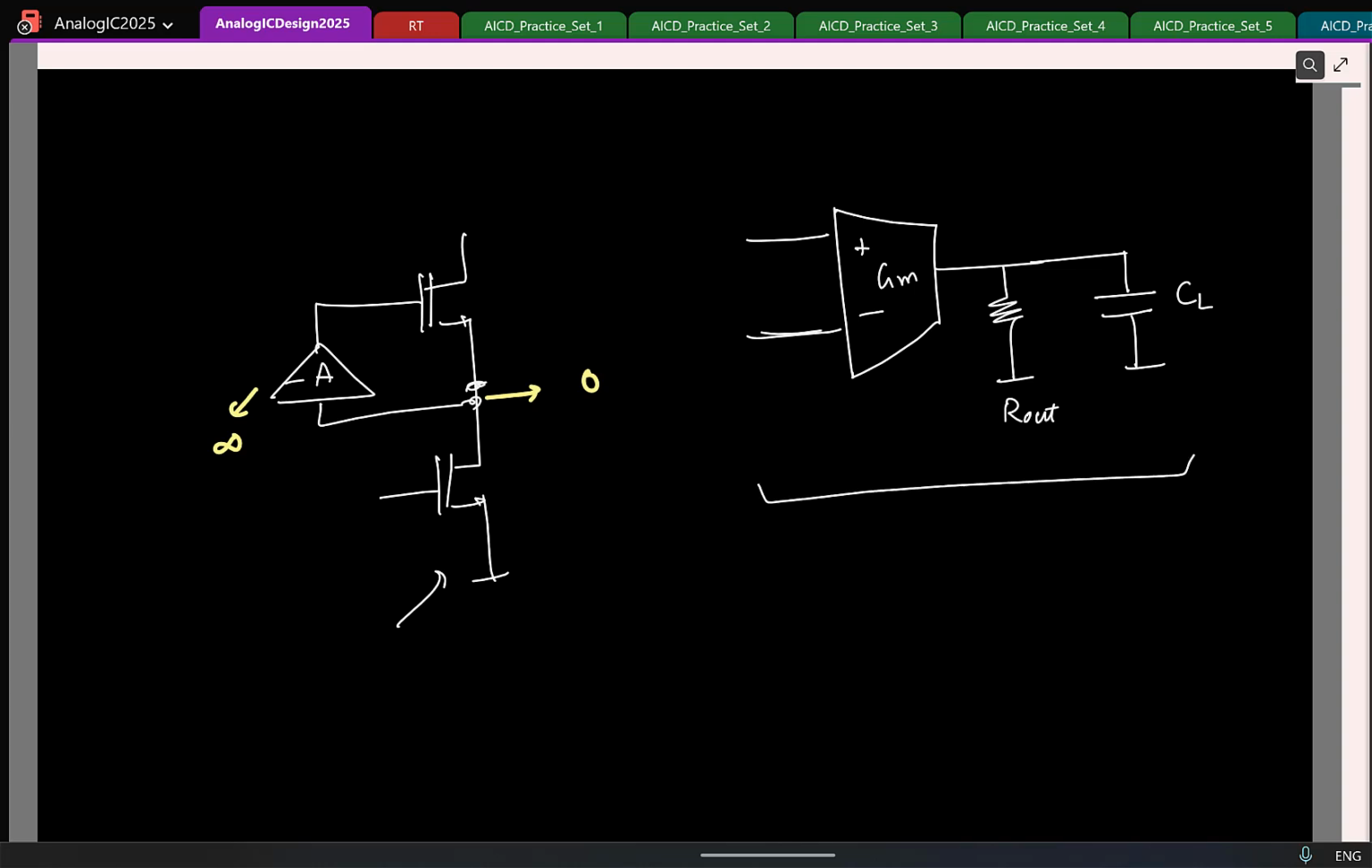But what is the limitation with single stage OTA? Yeah, you can't drive small resistive loads. Why?